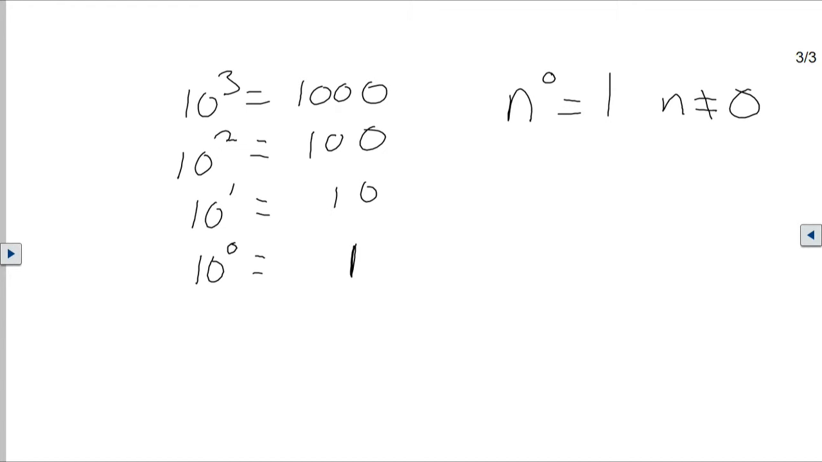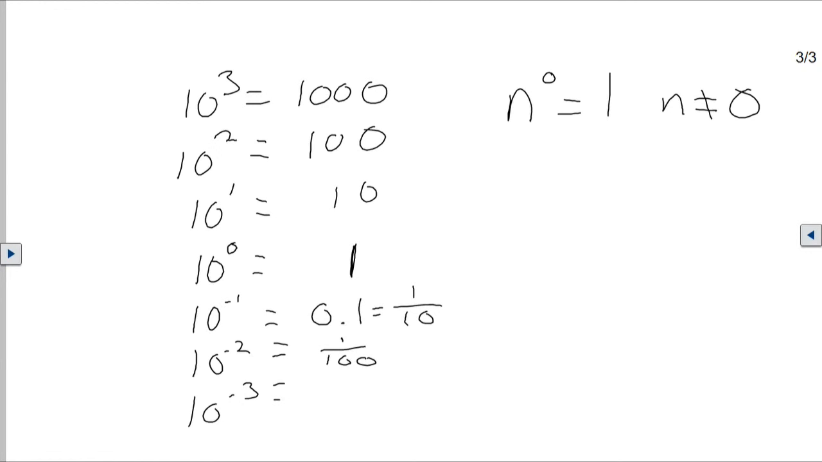Now if we continue this pattern on, what would be my next logical exponent? 3, 2, 1, 0. Well, it would be -1, and then -2, -3. If I continue my pattern on the right, again, each one is a tenth of the one before. 0.1, or more simply, 1 over 10. 10 to the -2nd would be 100th. 10 to the -3rd would be 1,000th.